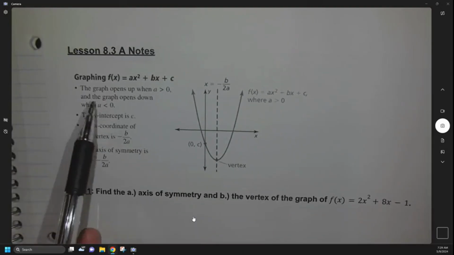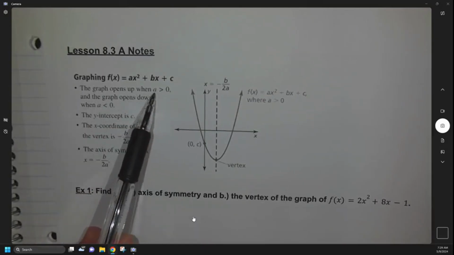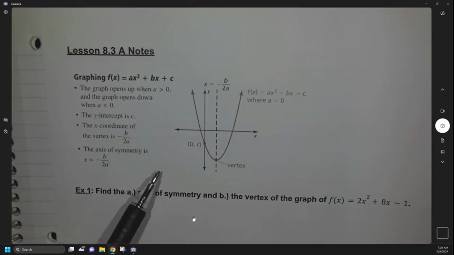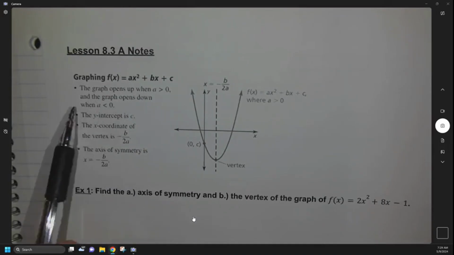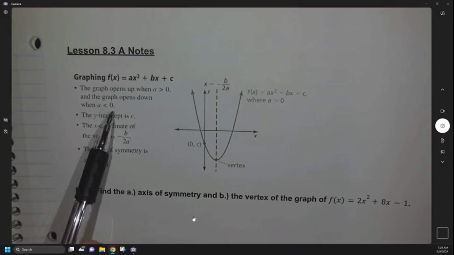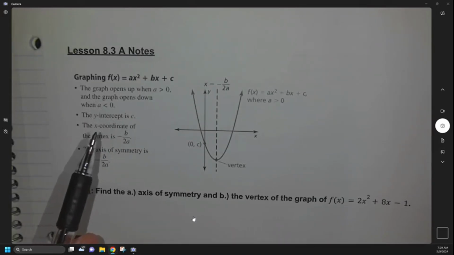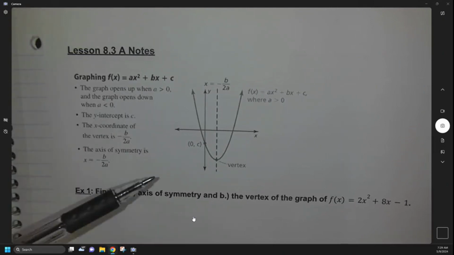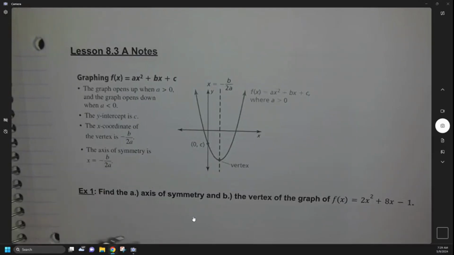So if the graph opens up, that means that a is greater than 0. So this value right here, a is greater than 0. If it opens down, then a is less than 0. So for example, if we have positive numbers, that's greater than 0, it's going to go up. If it's a negative number that's less than 0, it's going to open down.